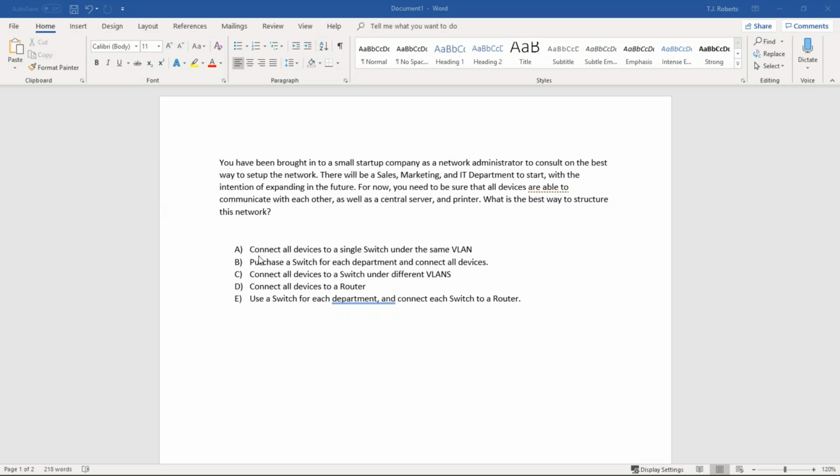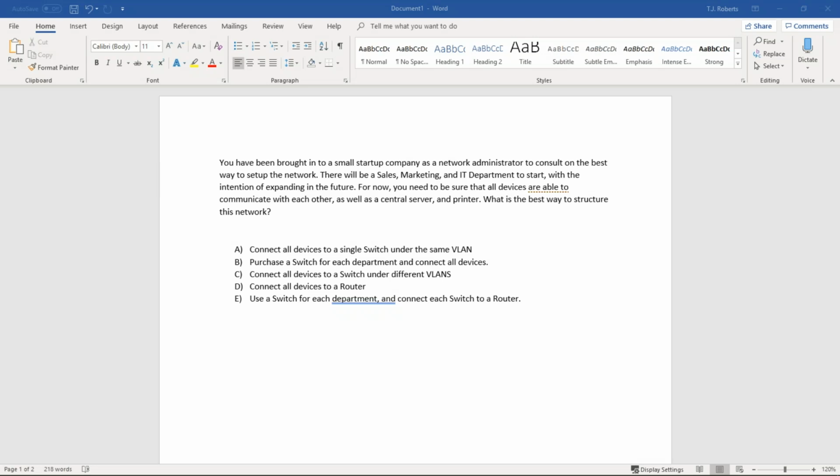Okay, so A: connect all devices to a single switch under the same VLAN. Who thinks this is a good option? And if so, why? And if not, why not? Come on, everyone. We need to have our thinking hats on. This is a question that you very well could see.